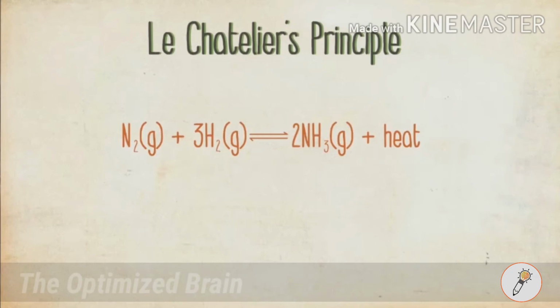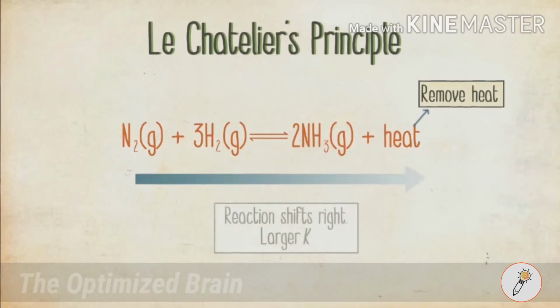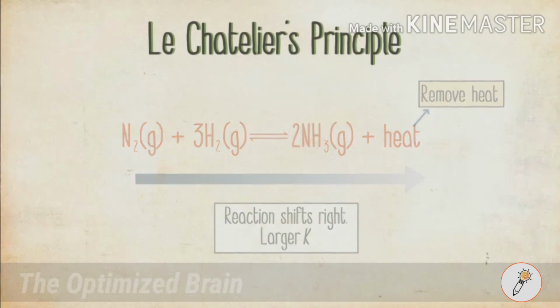What happens if you lower the temperature of a reaction mixture? You can think of this as removing heat. Since heat is a product, the reaction shifts right to produce more heat. Endothermic reactions behave in the opposite way. You can think of heat as a reactant in an endothermic reaction.